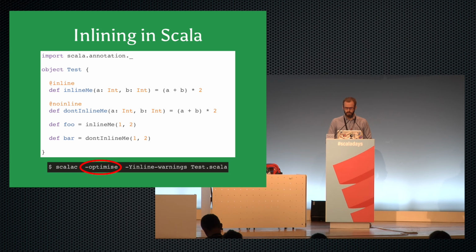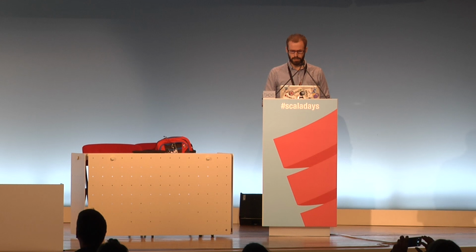And one thing that a lot of people don't realize is that you have to enable optimization. You have to pass this -optimize flag to the compiler. Otherwise, these annotations will not do anything at all. The inliner is part of the optimizer. So unless you turn on optimization specifically, you won't get any inlining at all. Another nice flag that's worth passing is this -Yinline-warnings. So this is saying, if you have to ignore my hint, if you don't inline something that I want to inline, please tell me about it. So it'll give you a compiler warning saying, sorry, I couldn't inline this.